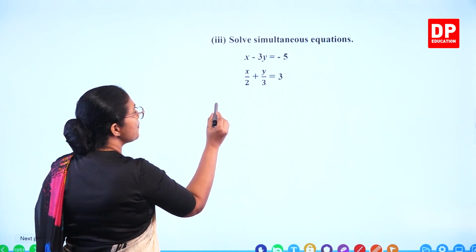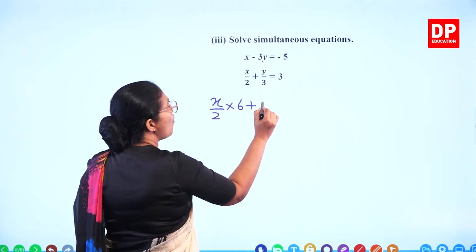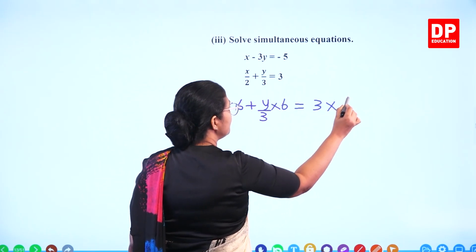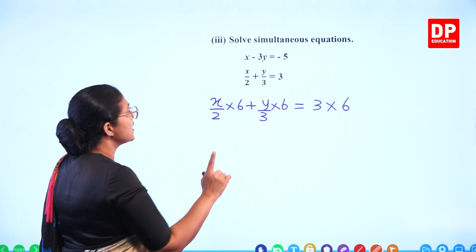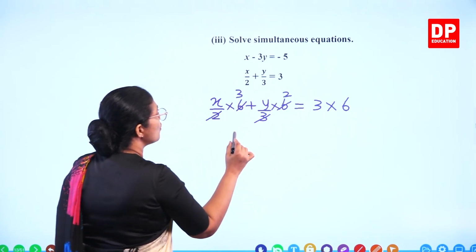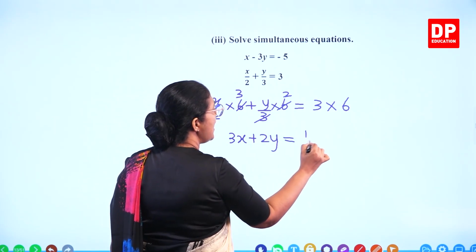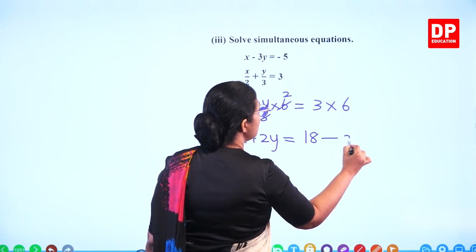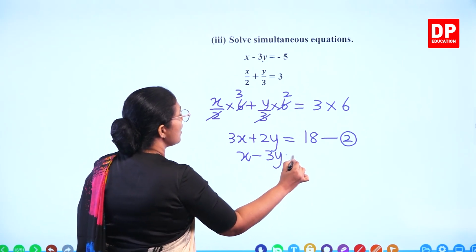Let's do that first. So x over 2 multiplied by 6. Y over 3 multiplied by 6. 3 into 6. This is an equation, so you have to multiply all the terms by 6. What happens? 2 times 3, 3 times 2. So 3x plus 2y equals 6 times 3, 18. So that's your second equation. And what's your first equation? X minus 3y equals minus 5.